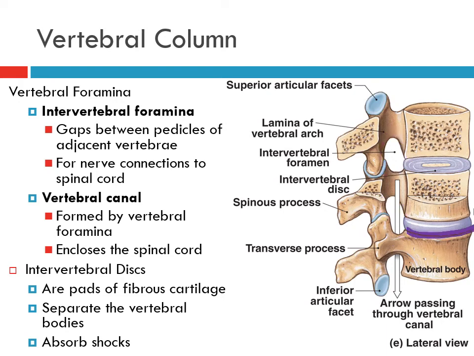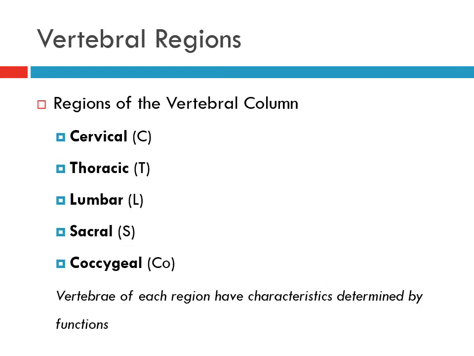Intervertebral discs, you can see here, are in between vertebral bodies, and they are used for shock absorption and keeping those vertebral bodies from rubbing upon one another. The regions of the vertebral column are the cervical region, the thoracic region, the lumbar region, the sacral region, and the coccygeal region. We discussed that earlier. We're going to look at each region and some of the specifications of the vertebrae in each region.